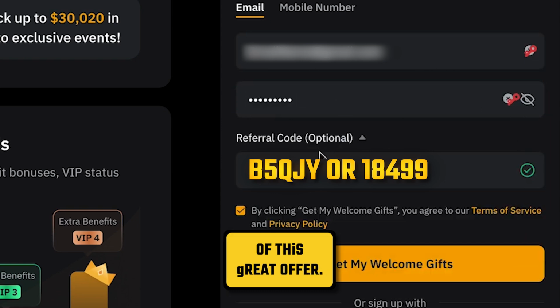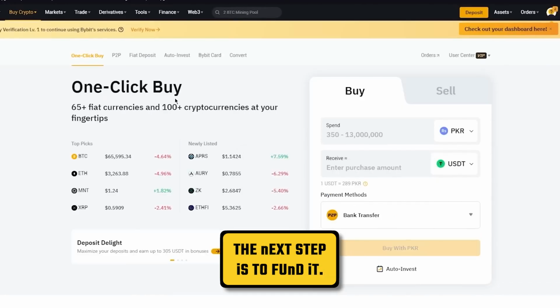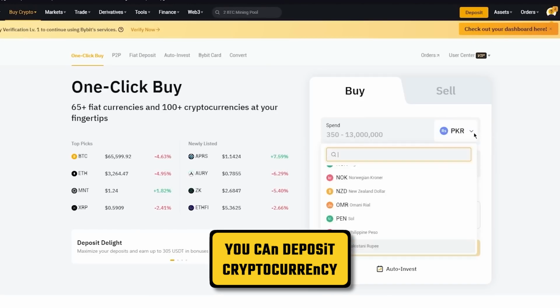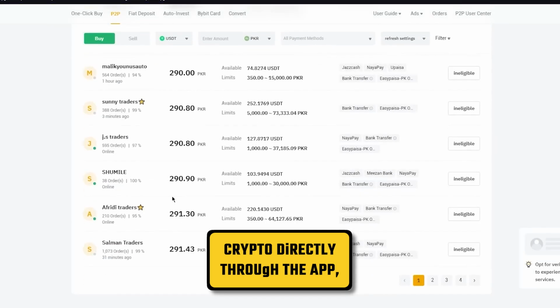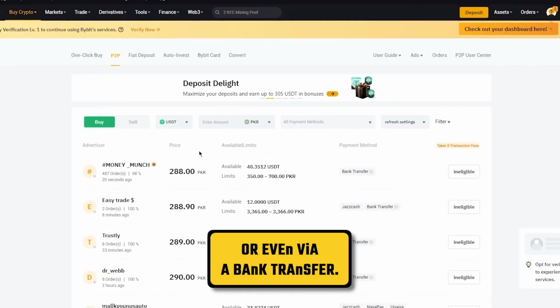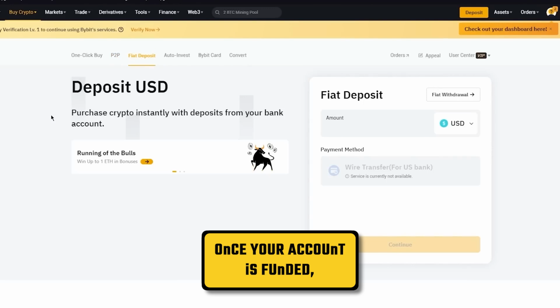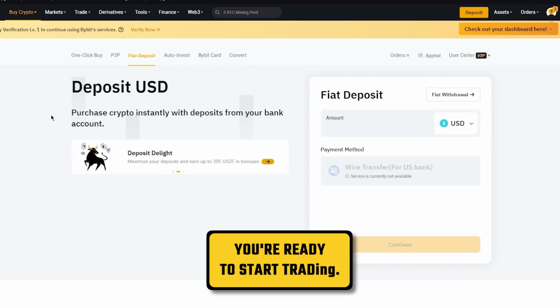After creating your account, the next step is to fund it. You can deposit cryptocurrency from an external wallet or buy crypto directly through the app using your credit or debit card, or even via a bank transfer. Once your account is funded, you're ready to start trading.